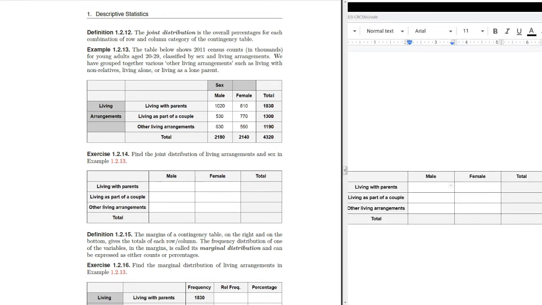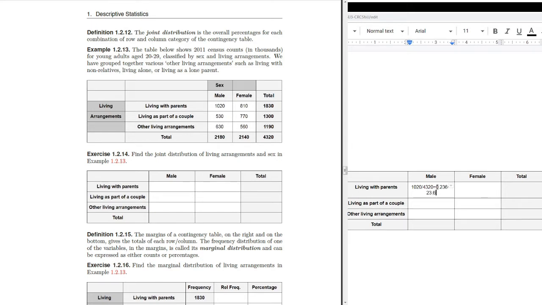So to find the joint distribution, we will take each frequency in our table and divide it by the grand total. These calculations are very much like finding the relative frequency in a frequency table. So for example, for males that are living with their parents, we would take 1020 and divide it by 4320. So we have 1020 over 4320, and if you enter this in a calculator, we would get 0.236 or 23.6%.